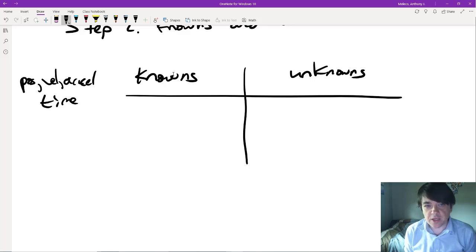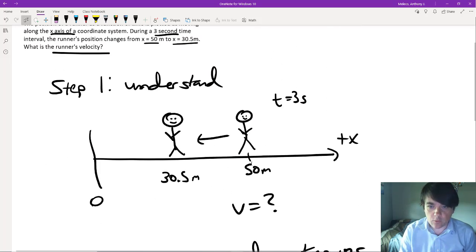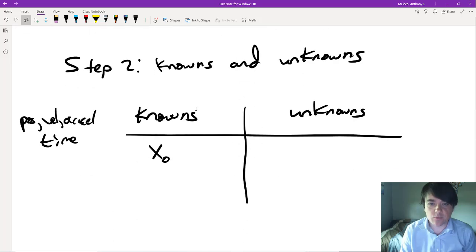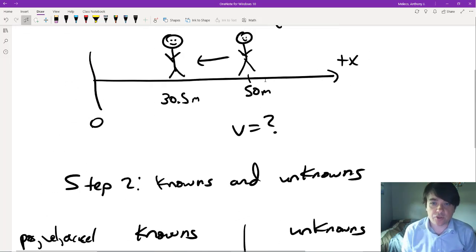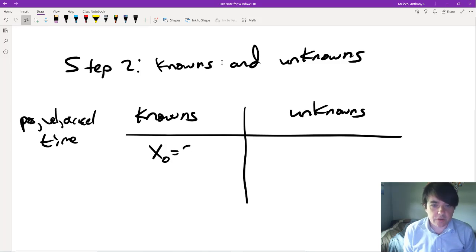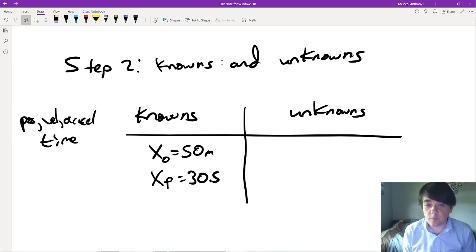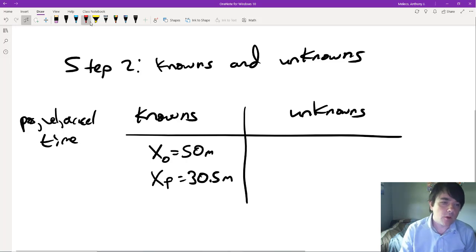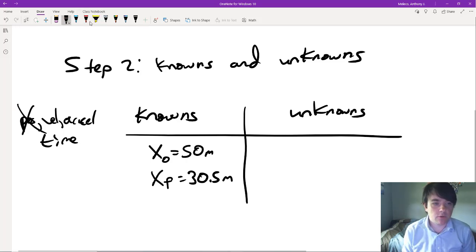So the position, because we're just looking at one dimension, it's just x. So we look at x initial, okay, that's our known. We say, well, our x initial was 50 meters. That's where he started. And when drawing this, I should have probably labeled this as x initial, and this being x final, just so it's really clear. So this is x initial equals 50 meters. We also know x final is 30.5 meters. That's our position. So we're done with position. We can cross that off. We can move on to velocity.